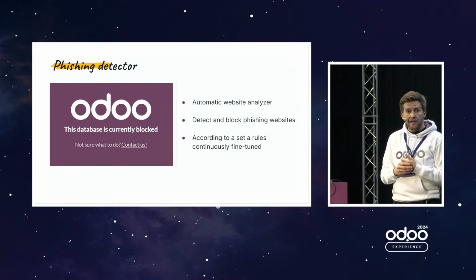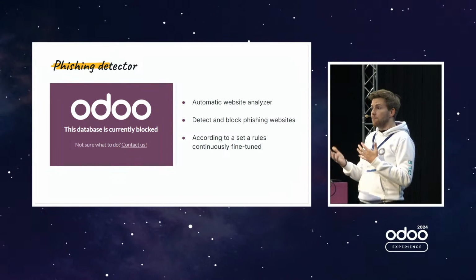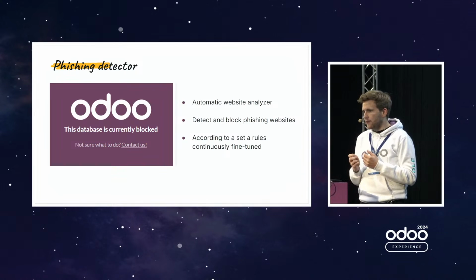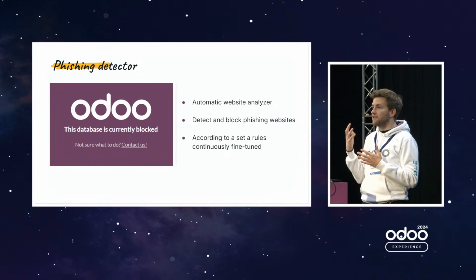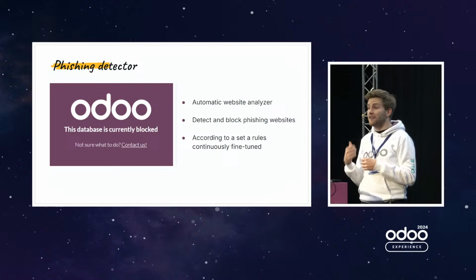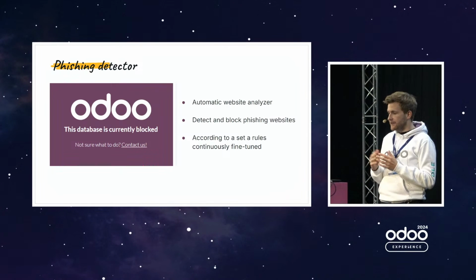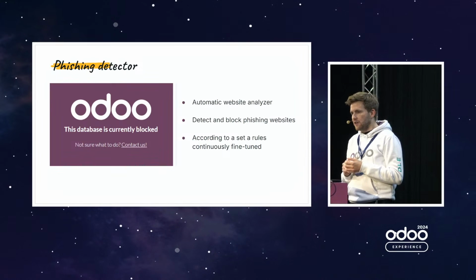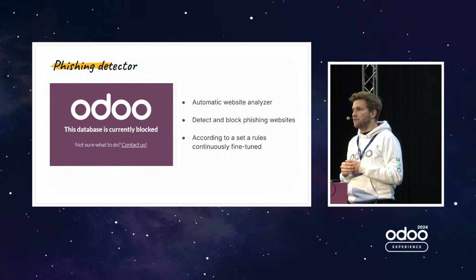We also have a phishing detector. So basically it's a bot which is browsing all the websites of Odoo Online to check if there is something fishy about your website. And if it does have something fishy, then we will automatically block your website so that no one can be trapped by your phishing.